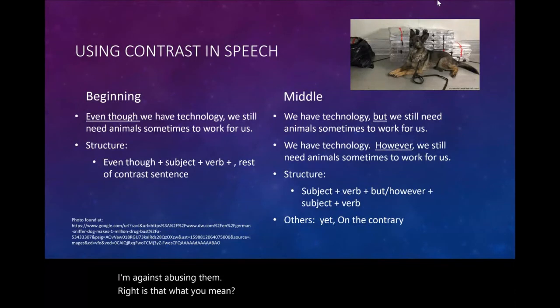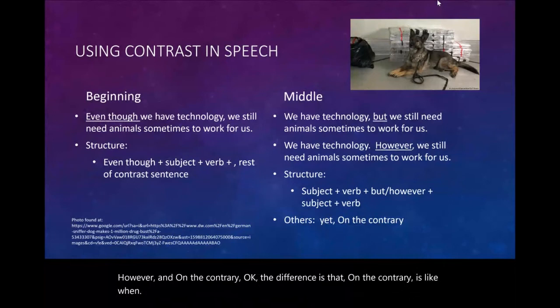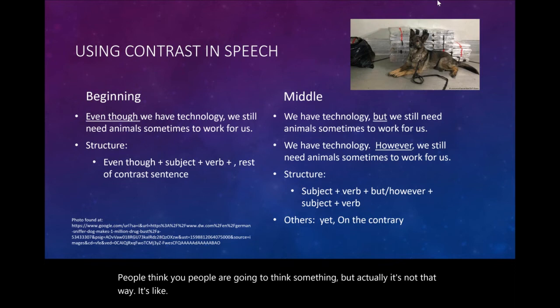So what is the difference between however and on the contrary? Okay, good question. What is the difference between however and on the contrary? Okay, the difference is that on the contrary is like when people think people are going to think something, but actually it's not that way. It's like a surprise contrast.